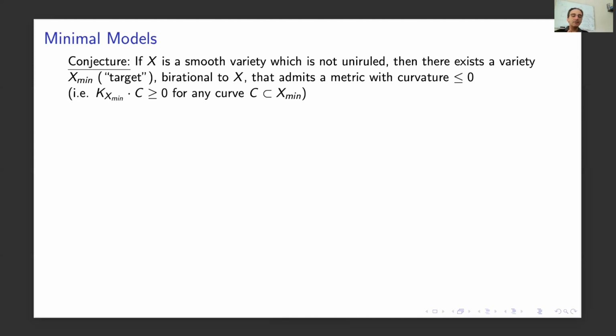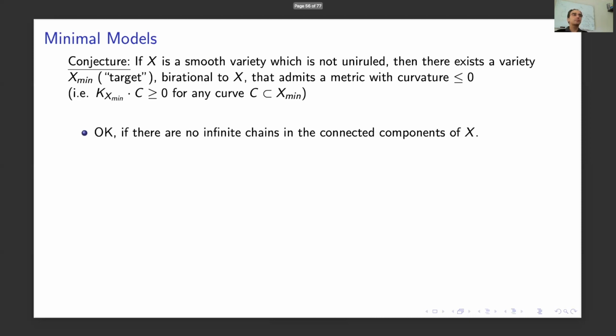So if the target exists, then the answer is yes. In other words, we can find such a metric, at least if we don't worry too much about singularities. Okay, so I'm not going to be very precise about what metric means here. Let me just say that from the algebraic geometry point of view, what we always say is that the canonical divisor is non-negative on every curve contained in the variety. So this is true if we can show that there are no infinite chains in the birational class of X. But again, in dimension bigger than 3, this is a very open problem. We don't know the answer, even in the case of varieties of general type.